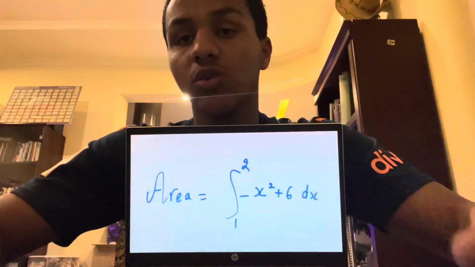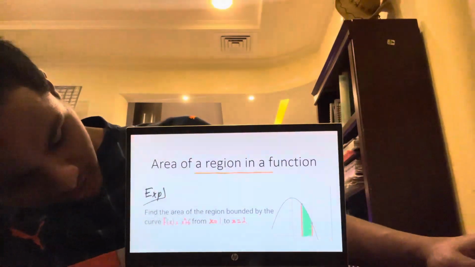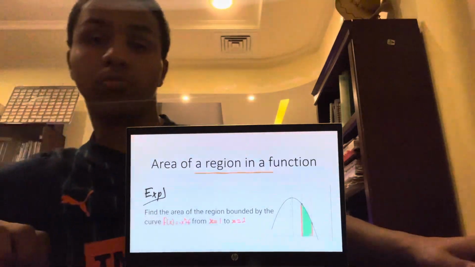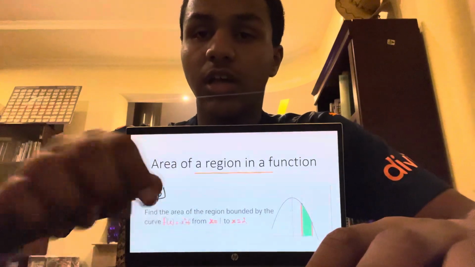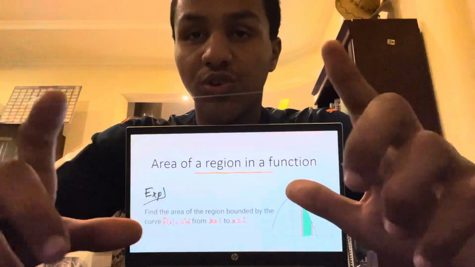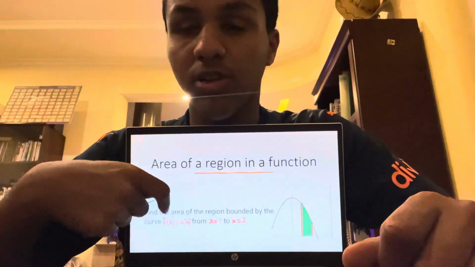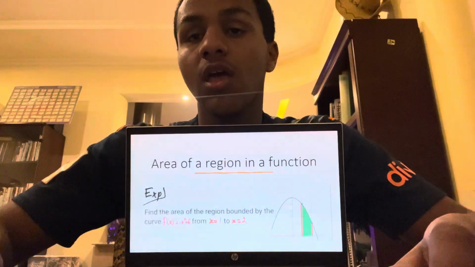First of all, the function, as we can see, the function is x squared plus 6. And here it requires us to find the area of the shaded area between x equals 1 and x equals 2. As we can see, the first step we're going to do is draw the graph of the function x squared plus 6, which is going to be this right here. As we can see, the inverse parabola.